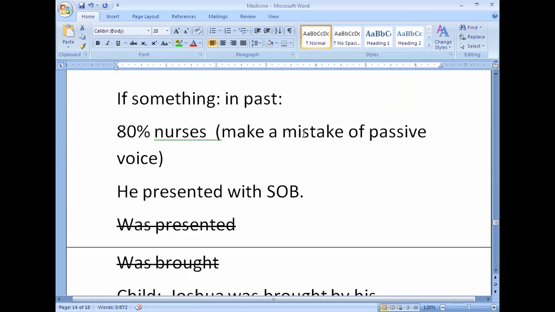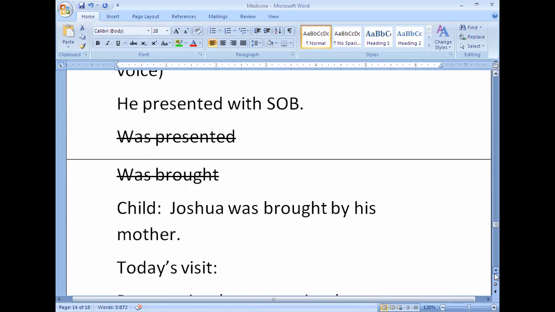This is about passive voice mistake. We should not mention it because we are tired, I think.